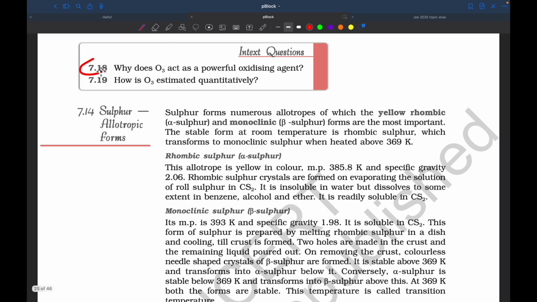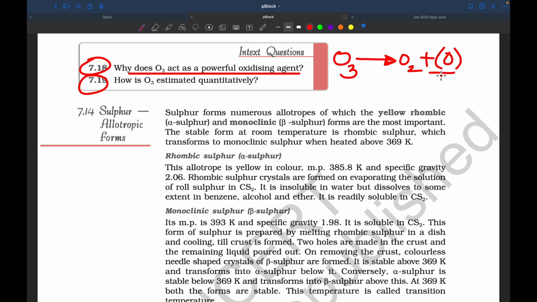Can you try to answer these two questions? Why does O3 act as a powerful oxidizing agent? Tell me the answer. Because it releases nascent oxygen. Yes, O3 is thermodynamically unstable, immediately decomposes to oxygen and releases nascent oxygen. This nascent oxygen acts as an oxidizing agent, right?